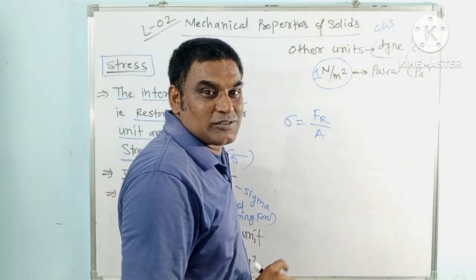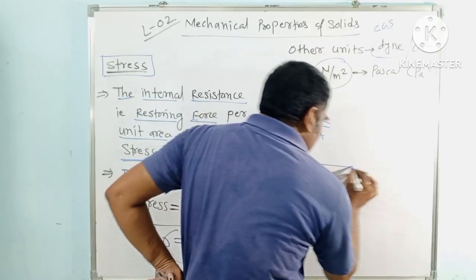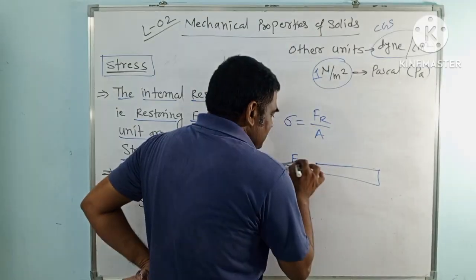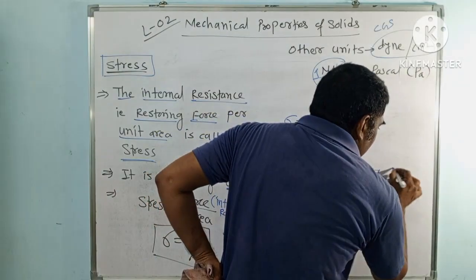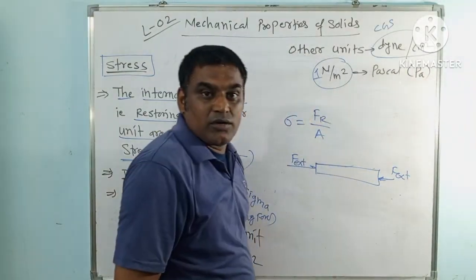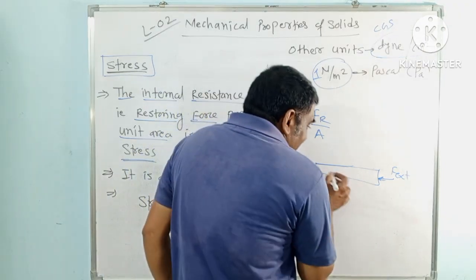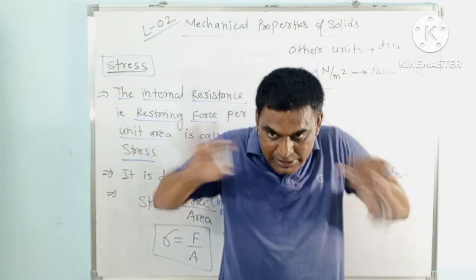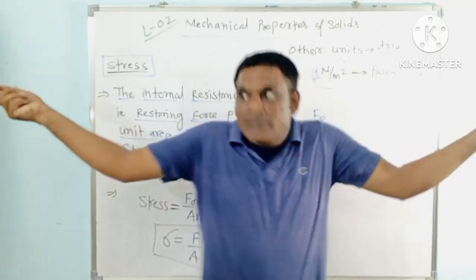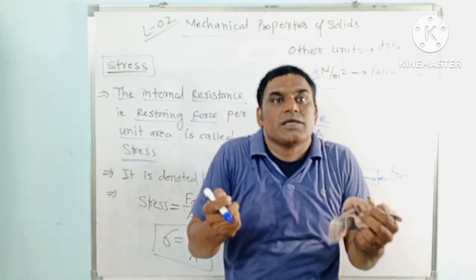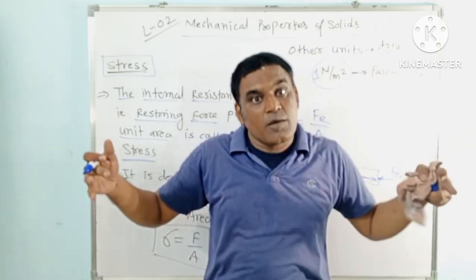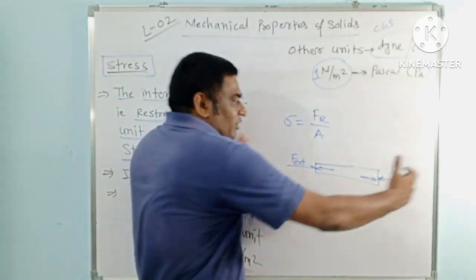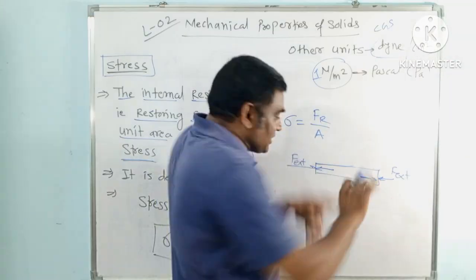What is this restoring force? Look, suppose on this body this force is acting. This is what? External force. Correct or not? So the body will oppose this force like this. If the external force is tensile, then this kind of force will be there. If the external force is compressive, then this kind of force will be there. Here we have taken compressive force, so the internal resistance is like this.